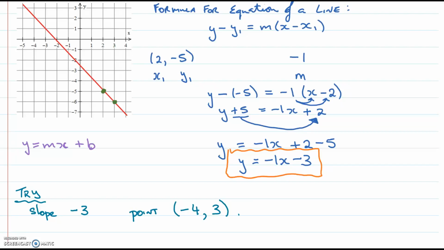And what we've said is that this line in red on the graph here, the equation of that line is y equals negative 1x minus 3. Okay, that's the equation of the line. So the line has the equation, it goes through certain points, and the steepness of the line is described as its slope.